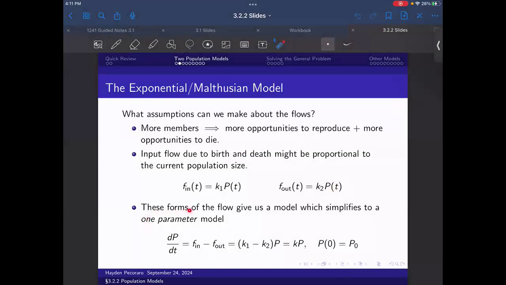So you can go ahead and pop these into our rate principle, which is dp dt equals the difference in the flows. And since we have the same p in both, we can factor it out and just write this as a single parameter. So this is called a one parameter model. It's only got one little extra variable there that you find out from experiment or data. And then your initial value. Okay, so this is our basic, very simple population model. It's called the Malthusian model or the exponential model.